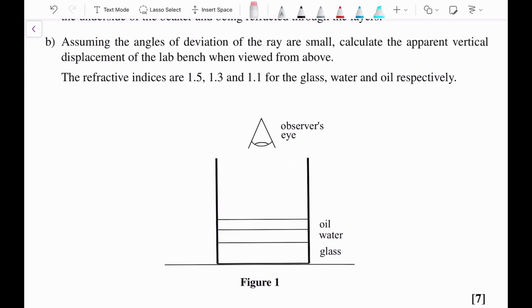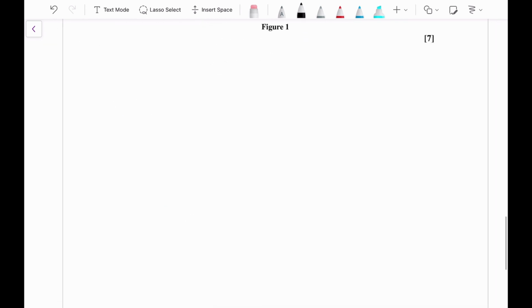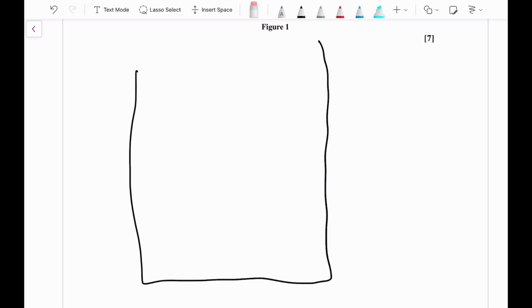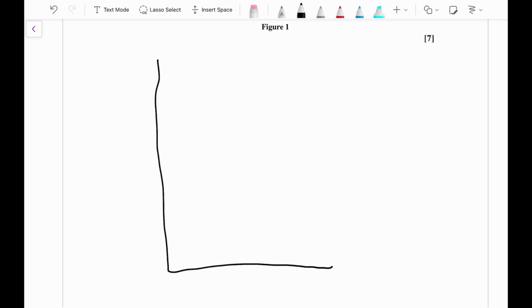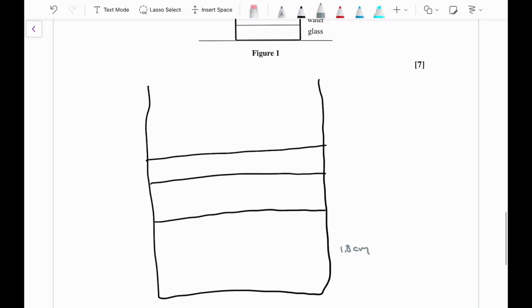Over here we're given a diagram. Okay, so I'm going to draw a diagram for myself to make it a bit bigger. And then there are 3 layers. This is 1.8, I think. Yeah, 1.8, 1.2, and 0.8. Okay, and it's glass, water, and oil. So the idea is that a light ray will start from here, let's say.